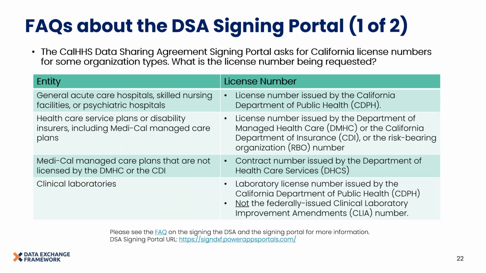Hospitals, of course, have license numbers from CDPH. Healthcare plans might have a license issued by the Department of Managed Healthcare, Department of Insurance, or they might have a risk-bearing organization number, or they could be contracted by DHCS, in which case they would have a separate number. Clinical laboratories get a CDPH number. Yes, the feds do have a CLIA number, but that's not the number that we want to gather here. We want the California CDPH number. So that's very straightforward for laboratories. Next slide, please.